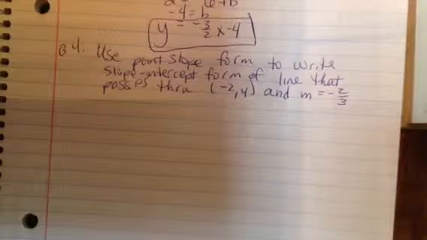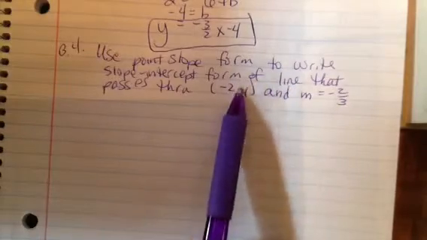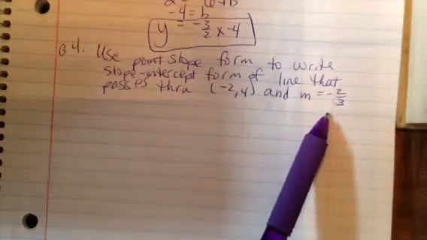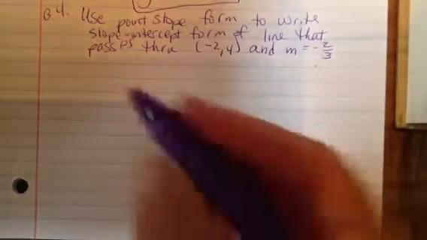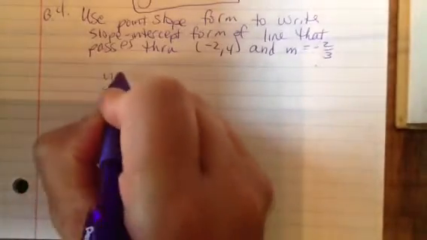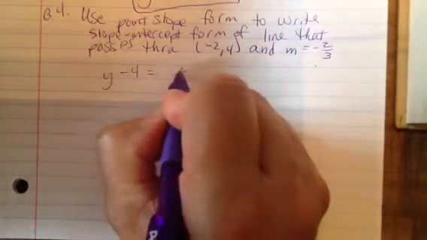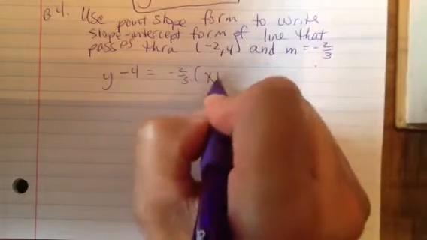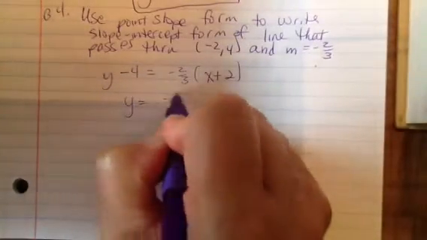Okay, example B.4 asks us to use the point-slope form to write a slope-intercept form of a line that goes through this point and has this slope. So what I'm going to do is first use the point-slope form. It's easy. I think it's easier than the slope point or the slope-intercept. So what we're going to do is we know that it's going to be y minus 4 equals -2/3 times x plus 2.